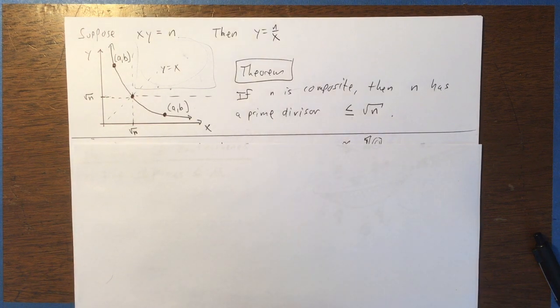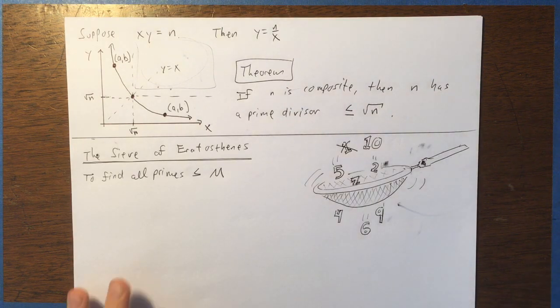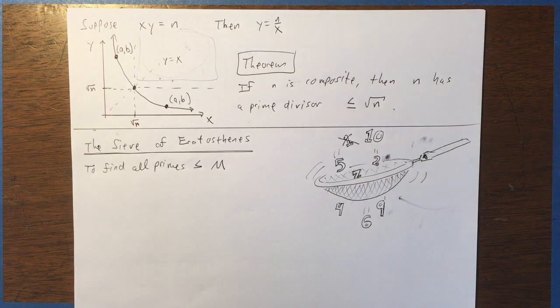So you can check to see if something's prime by checking all the numbers up to its square root, and not exceeding its square root, and see if any of those are divisors. And if none of them are, then it's prime. So that idea is going to be incorporated into an algorithm that was developed by a fellow called Eratosthenes.